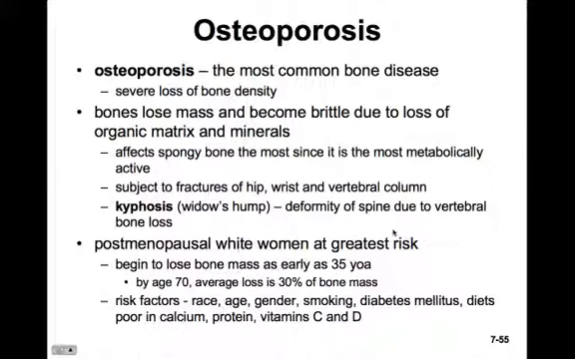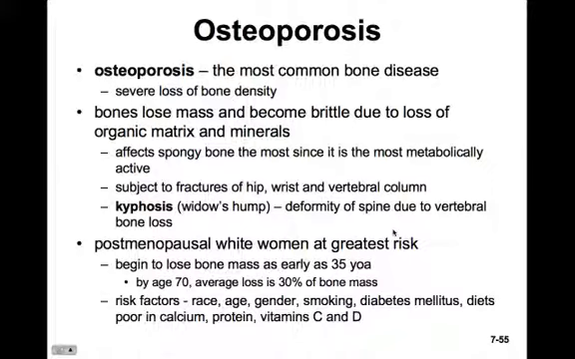The bone mass is lost and bones become brittle due to loss of both the organic matrix and the minerals. It affects the spongy bone the most because it's the most metabolically active bone. Patients with osteoporosis are subject to fractures of the hip, wrist, and vertebral column, and often have this pronounced widow's hump, called kyphosis. This is a deformity in the spine that's due to weakened vertebral bones.